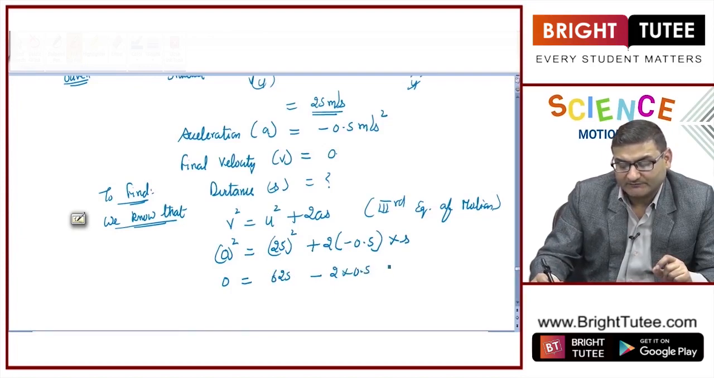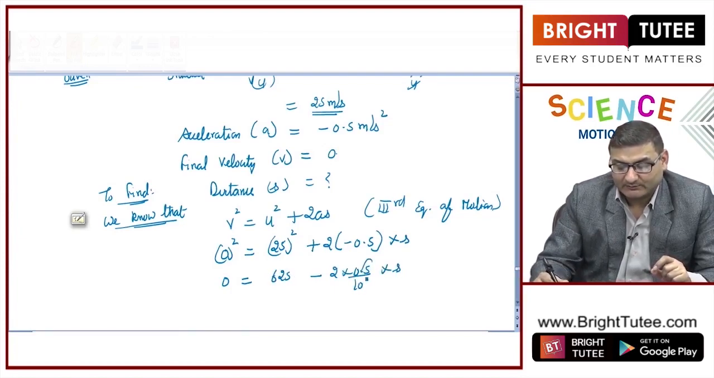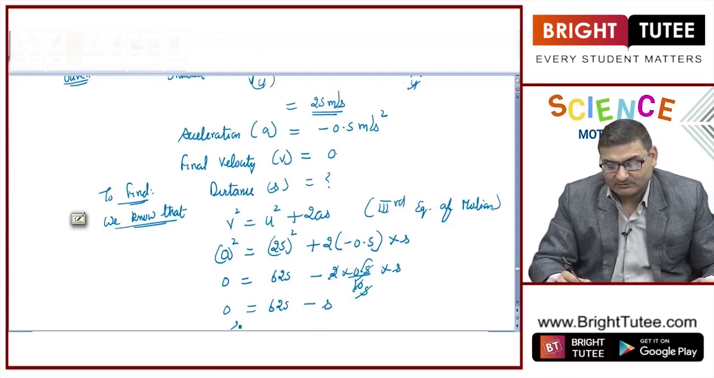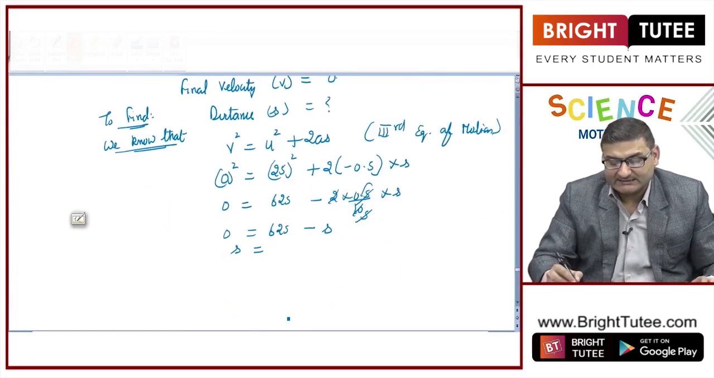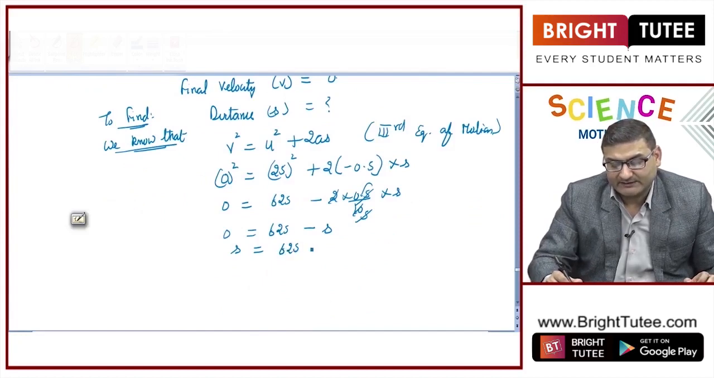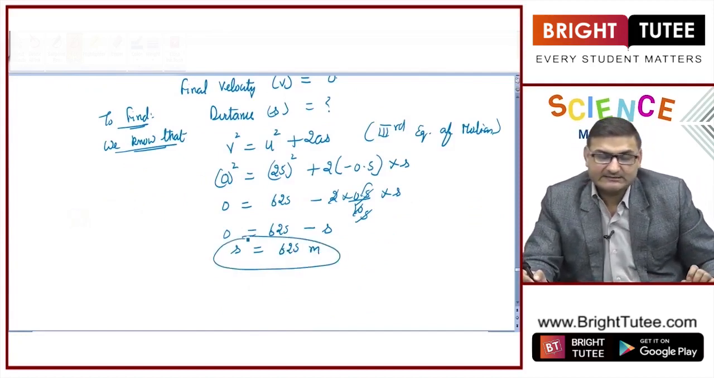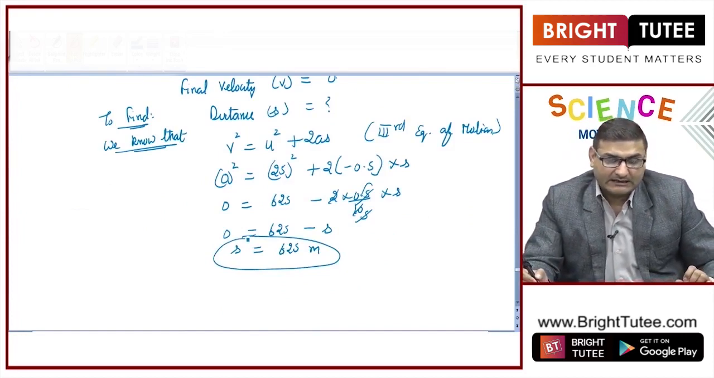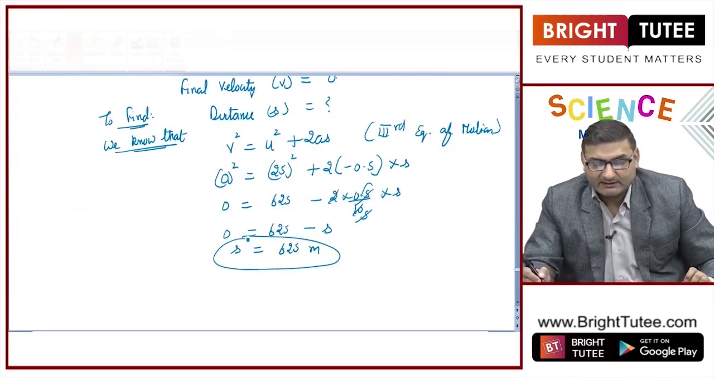into 0.5 into s. Removing the decimal and just putting 10, 2 into 1 the 2 and 5 cancelling out, we will get 0 is equal to 625 minus s. Taking s on the other side, I will get s is equal to 625, keeping the SI unit meters. So the distance travelled by this particular car or object is 625 meters.